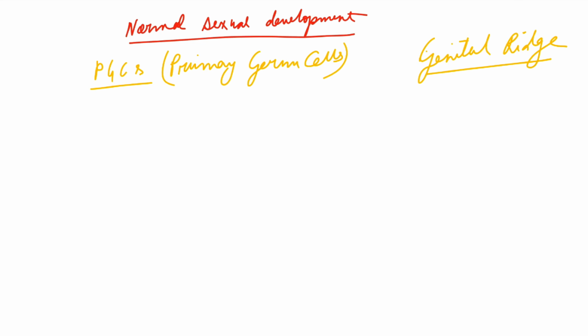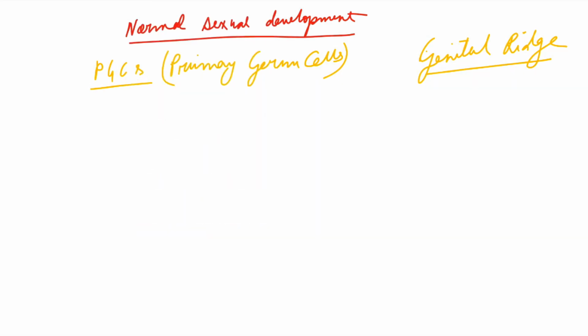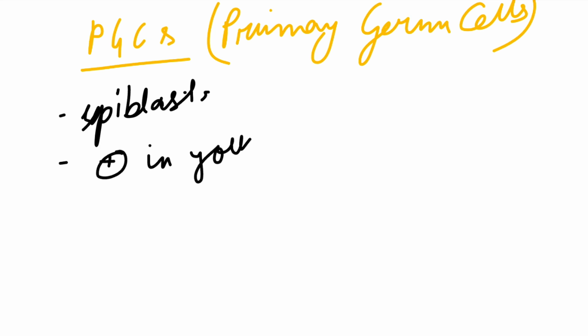The primordial germ cells are derived from the epiblasts, and they are present in the yolk sac. Rather, we can say that they are present in the wall of the yolk sac.